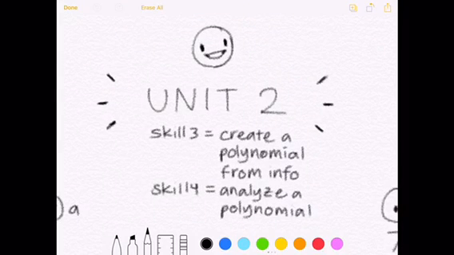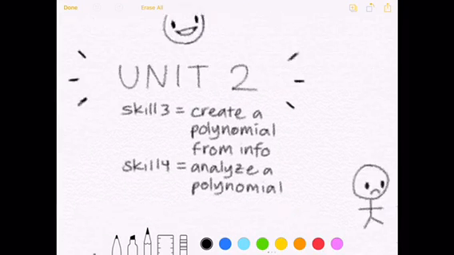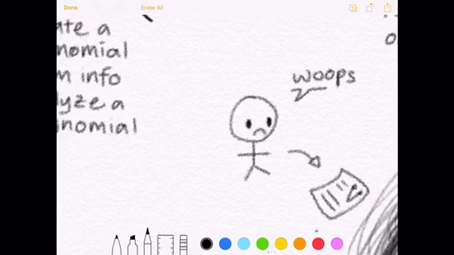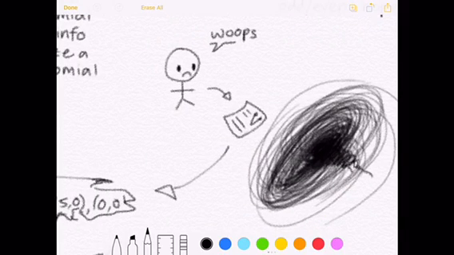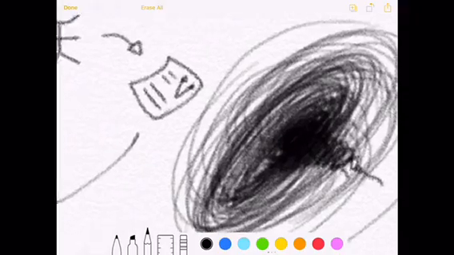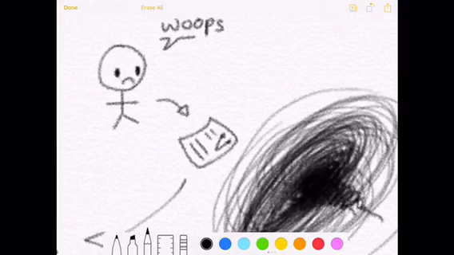This is Unit 2. We're going to look at skills 3 and 4. So our problem here is, oh no, you dropped your pre-calculus prep work directly into a black hole. I hate it when that happens. You had graphed and analyzed a certain polynomial, but now all your hard work has been ripped to shreds by the swirling abyss, and you don't remember any of it.